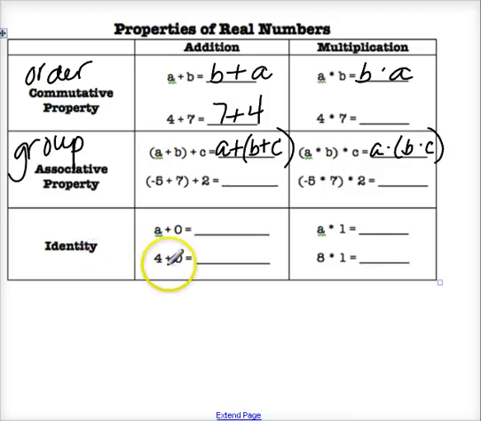Identity property, there's also one for addition and multiplication. Think: keep your identity. Meaning if I have a number a and I add 0, I still am left with a. My identity did not change. So the addition property of identity, when you add 0, you keep your identity. For multiplication, if you multiply by 1, you keep your identity. So 4 plus 0 is still 4. 8 times 1 is still 8. That's the identity property of addition and multiplication.